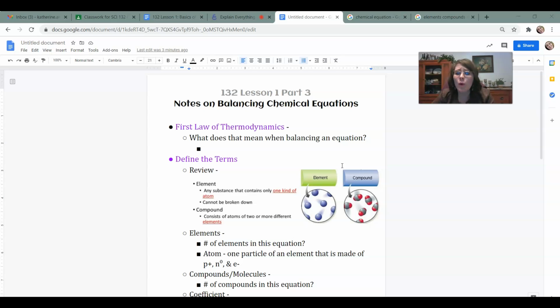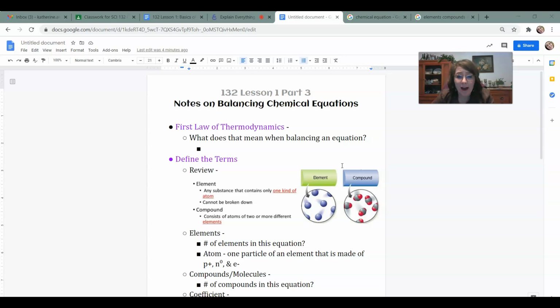So what does this mean when balancing a chemical reaction? Here's what you need to write down: the number of atoms of each element must be the same in the reactants and the products.